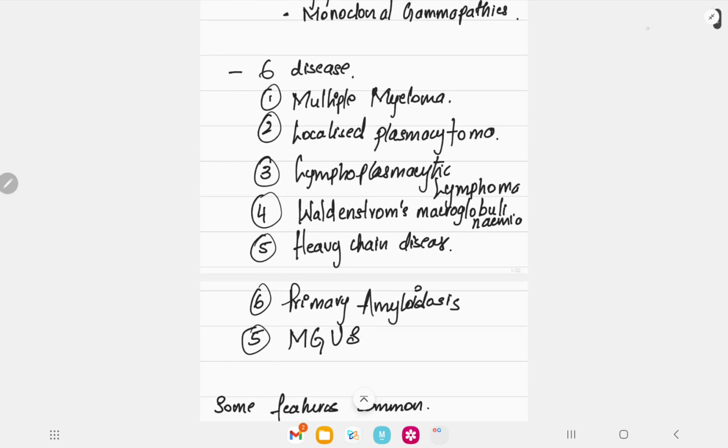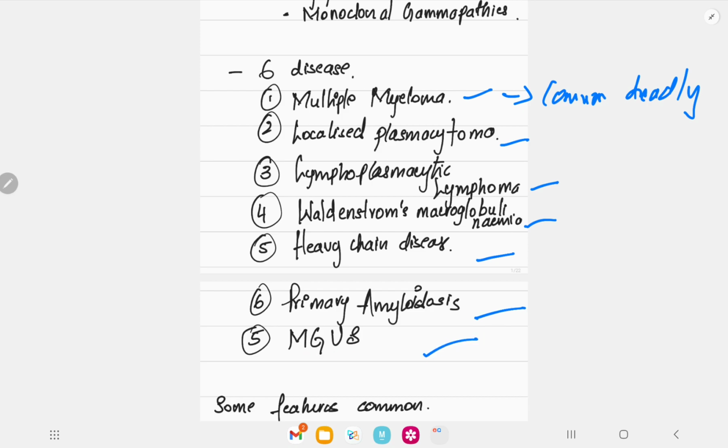These 6 diseases are multiple myeloma. Multiple myeloma is one of the most common deadly diseases which you can see in most of the cases. And next is localized plasmacytoma, lymphoplasmacytic lymphoma, Waldenstrom macroglobulinemia and heavy chain disease, primary amyloidosis and MGUS. So what is MGUS? MGUS is monoclonal gammopathy of undetermined significance. We are going to study all about this in the coming chapters.